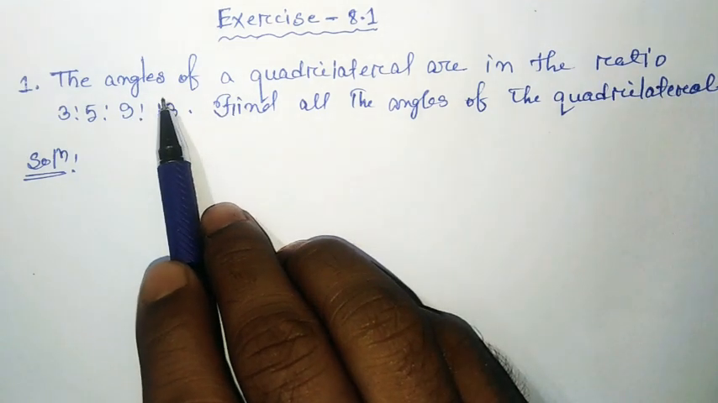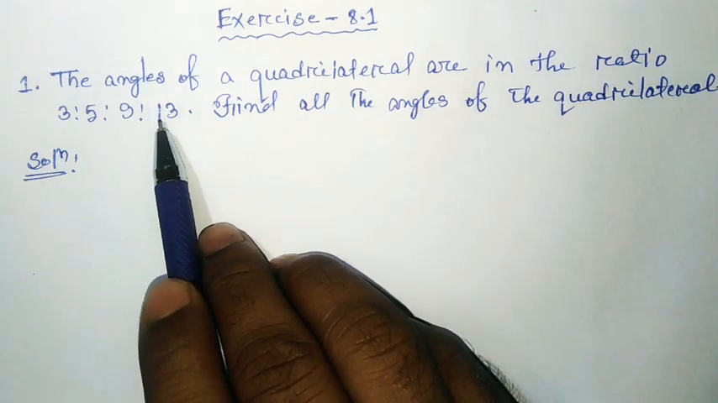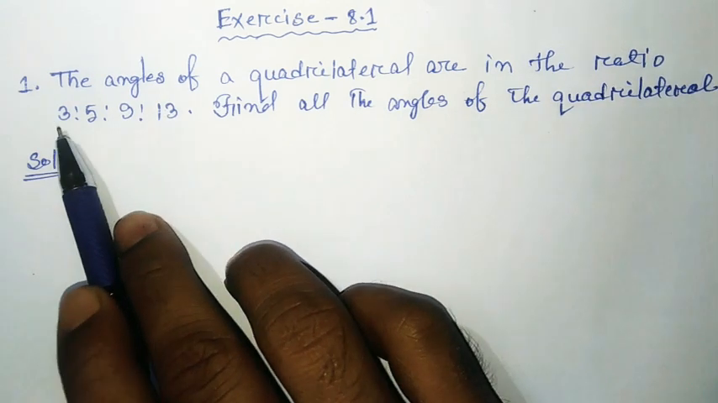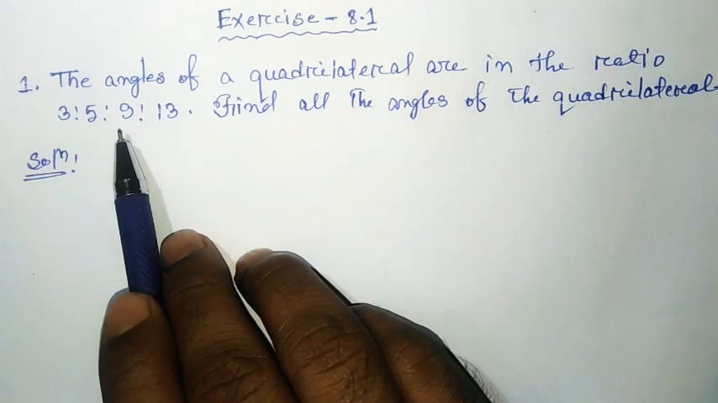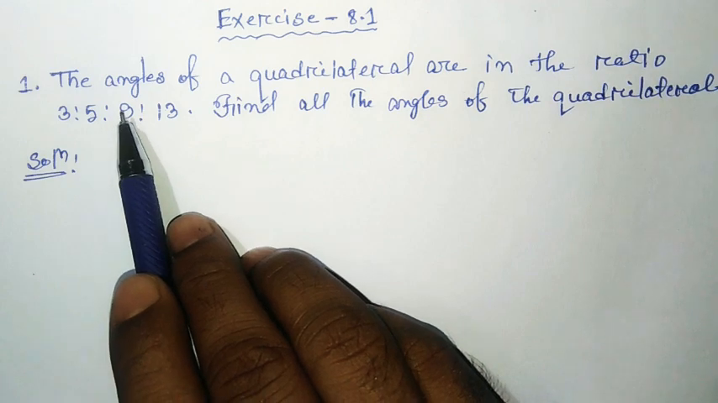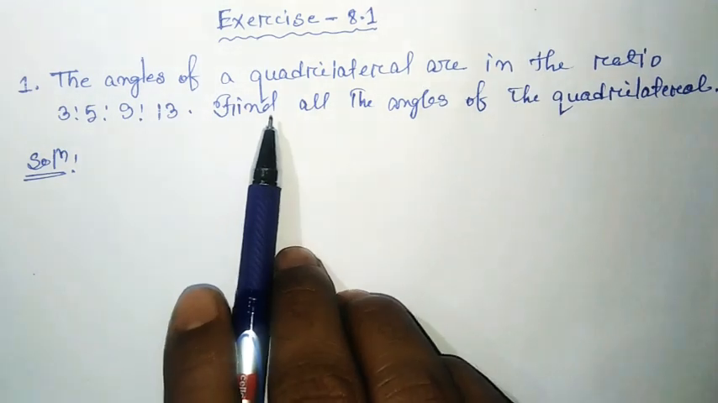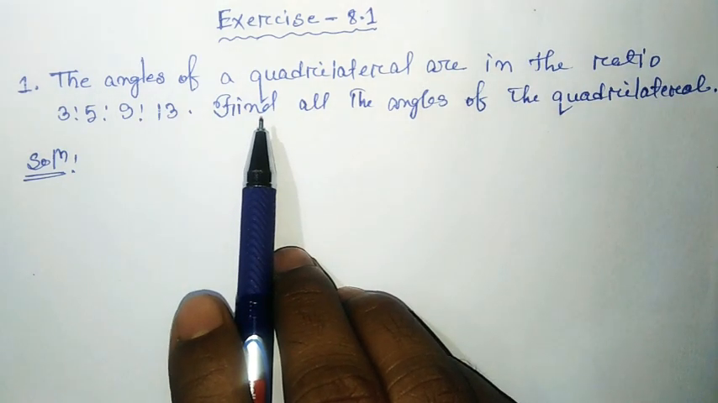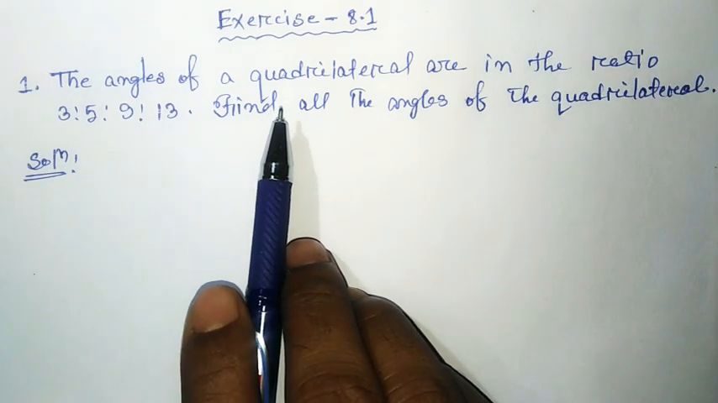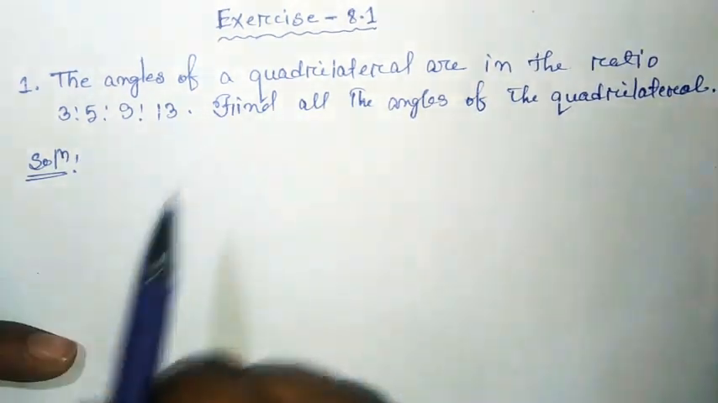Here the ratio of the angles is given. That means the ratio of the four angles of a quadrilateral is given. We have to find the measure of all the angles. It is not the measure of the angles, this is the ratio of all the angles. So how to find when the ratio is given? Let's see. First of all, we know the sum of the four angles of a quadrilateral is 360 degrees. All of you know it. So we have to use that property of a quadrilateral to find the values of all the angles.